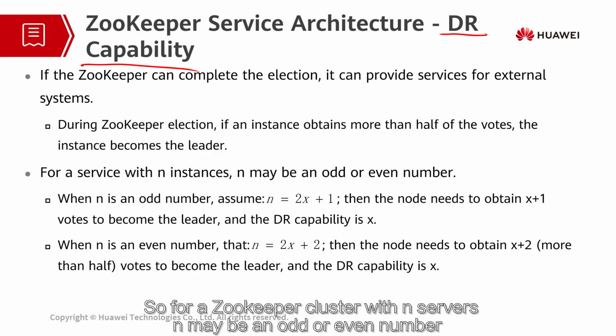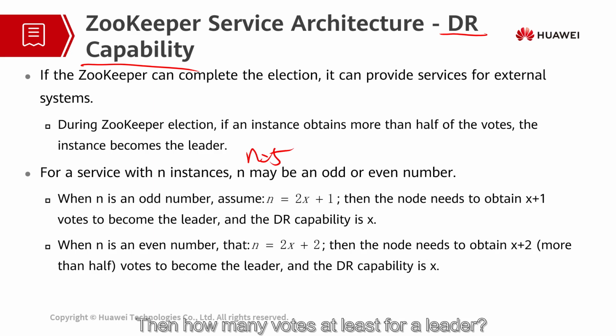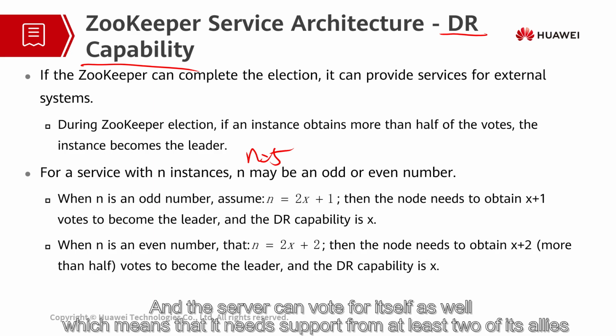So for a ZooKeeper cluster with n servers, n may be an odd or even number. When n is an odd number, for example, assume that n equals 5, then how many votes at least for a leader? By calculation, we know that at least 3, right? And the server can vote for itself as well, which means that it needs support from at least 2 of its allies.